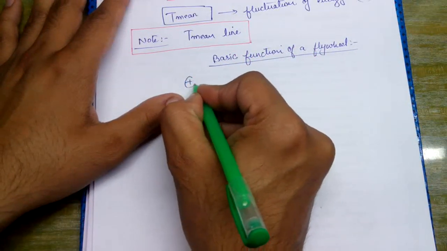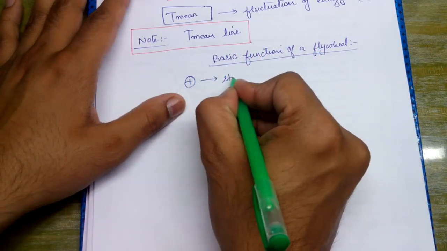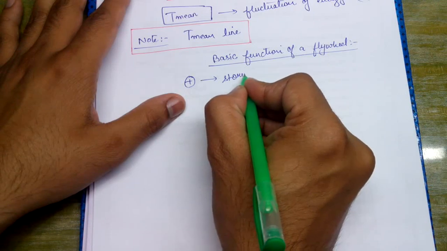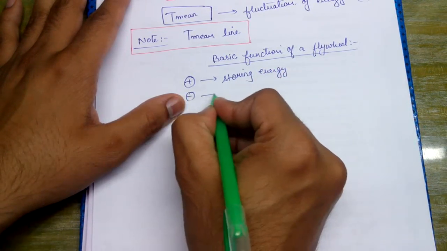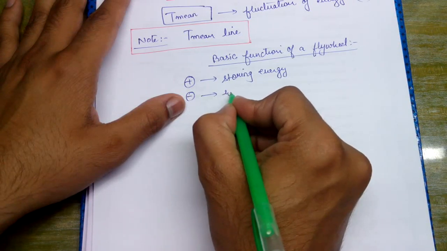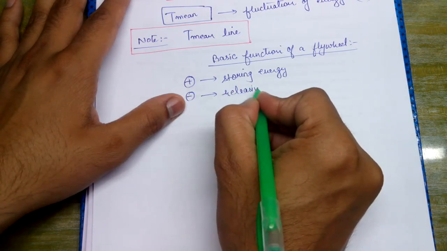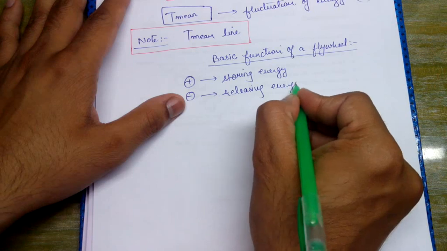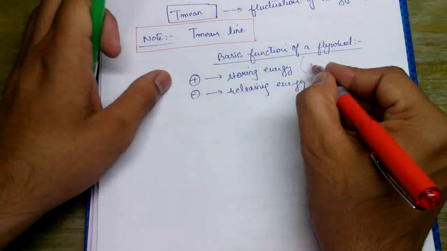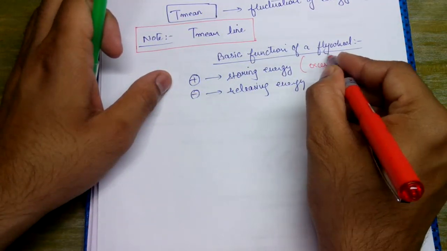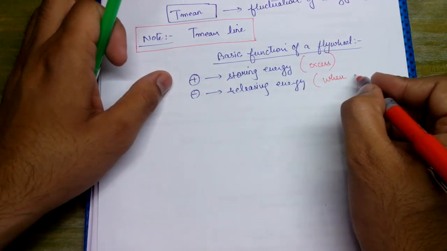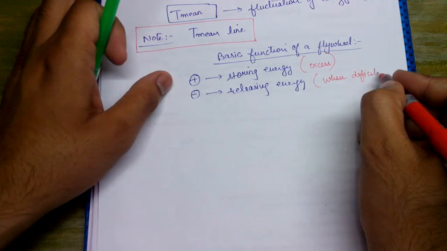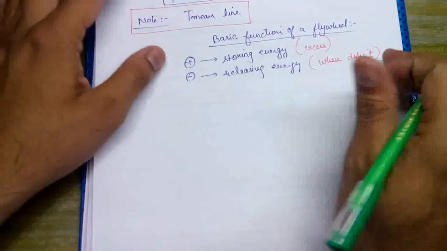Okay, so if we talk about the plus sign, then the plus sign simply means the flywheel is storing energy, and the negative sign simply means it is releasing energy. Now it will be storing energy when the energy is in excess, and it will be releasing energy when the energy is deficient. Okay, when there is a deficiency of energy.